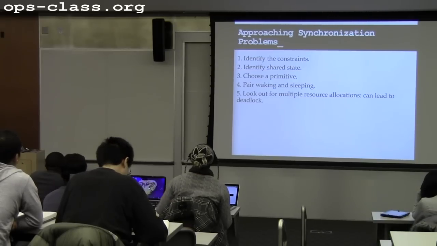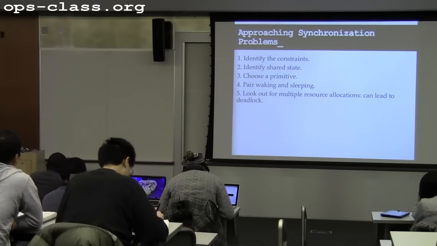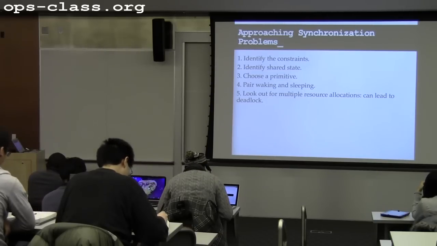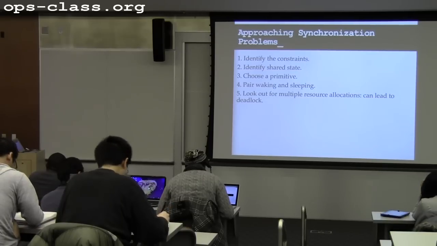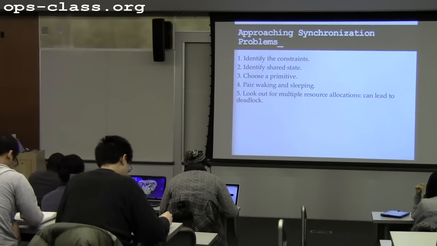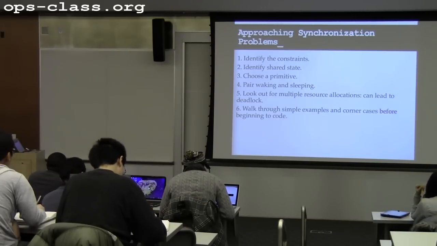And also, again, be conscious of multiple resource allocations. This is not something that will usually bite people for assignment 2, but once you get to assignment 3, you will find that this will start to become a problem because there'll be several different pieces of potentially shared state that you need to synchronize, and in order to complete a request, you may have to acquire multiple locks. So then you have to start looking into how to avoid deadlock, and we've given you some suggestions for how to do that.